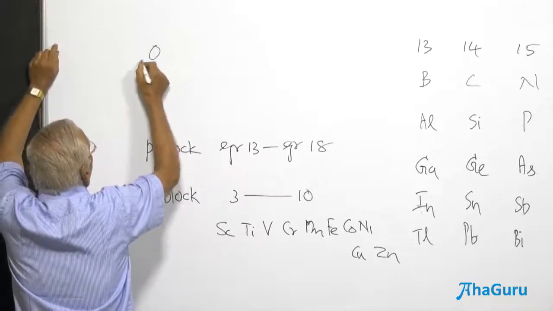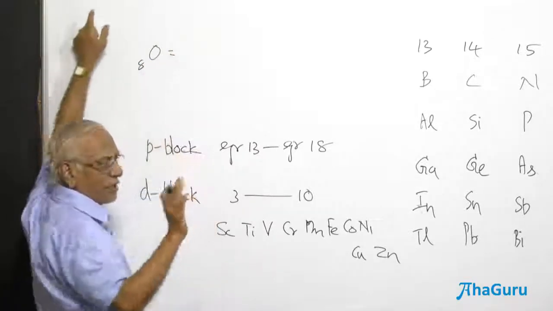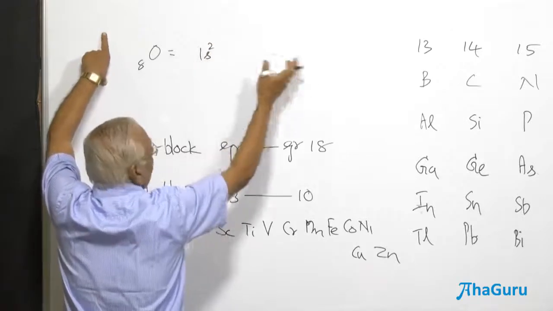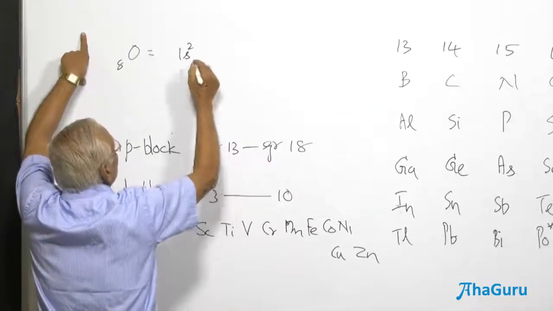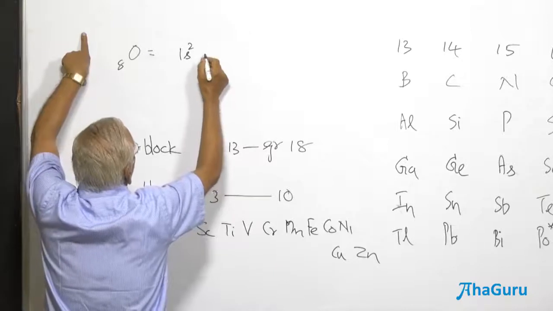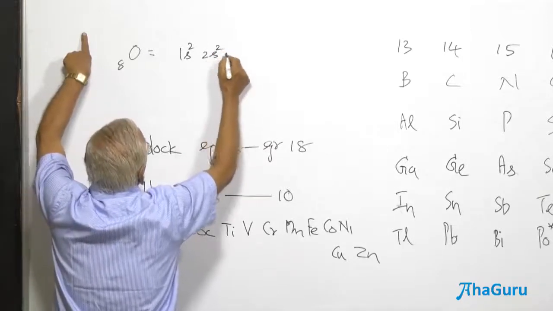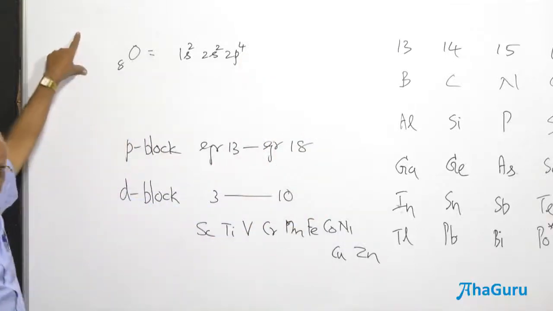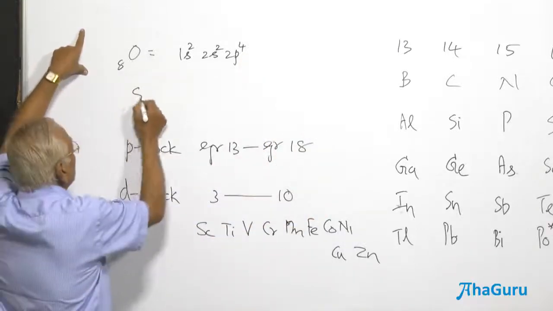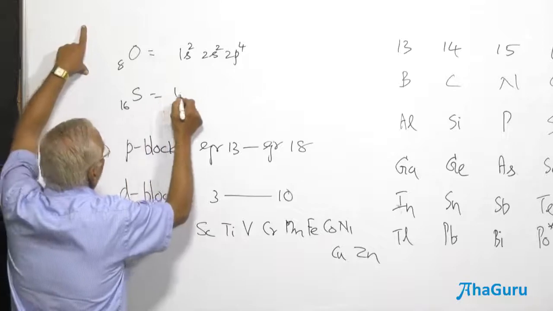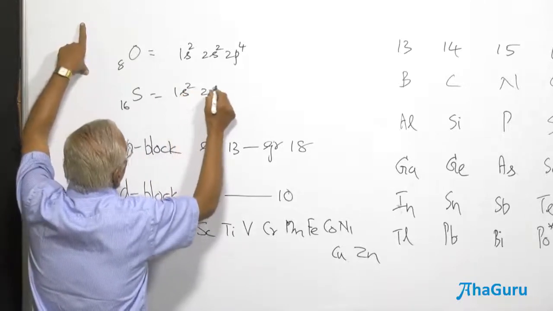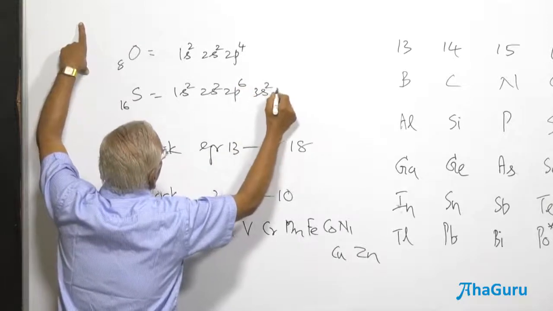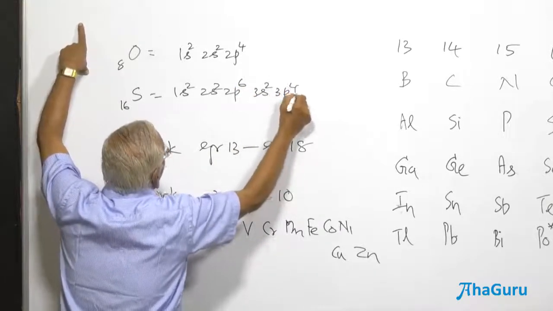Wait. Oxygen is going to be 8. Did you ask for the oxygen or sulfur? Oxygen. How come the third level? It is only 2, 6: 1s2, 2s2, 2p4. For sulfur you get 1s2, 2s2, 2p6, 3s2, 3p4.